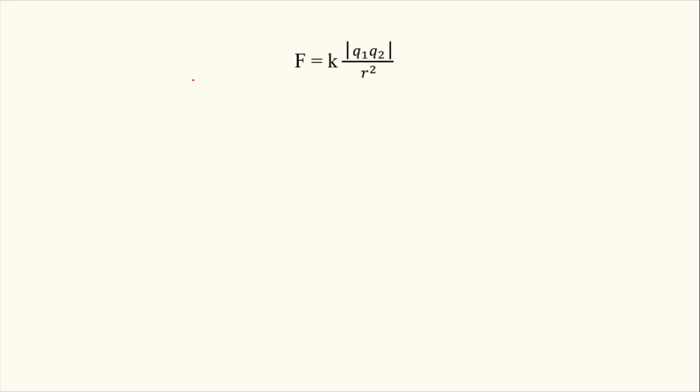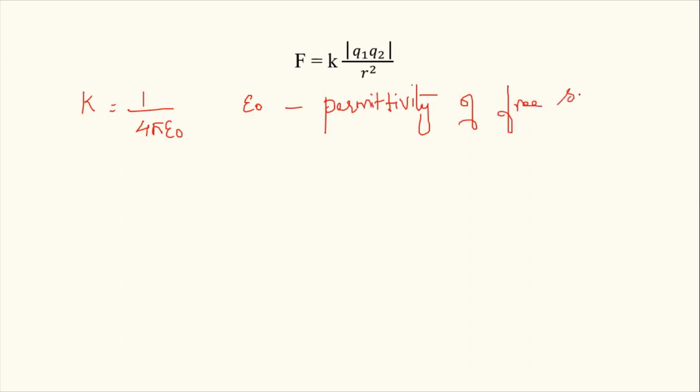Now we have to find out what this K is and how to find its value. F is equal to K Q1 Q2 upon r square. Experimental analysis helped us find that the value of K is equal to 1 by 4 pi epsilon naught. This epsilon naught is the permittivity of free space. What is meant by permittivity? How much force or lines of force it can permit. Permittivity of free space.